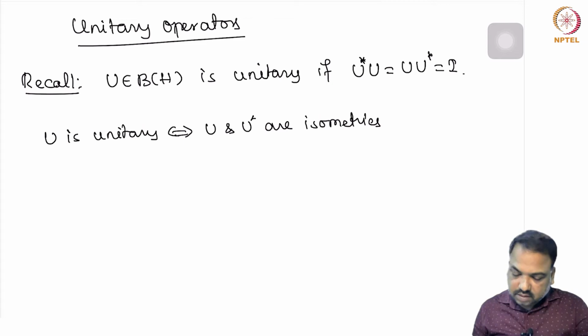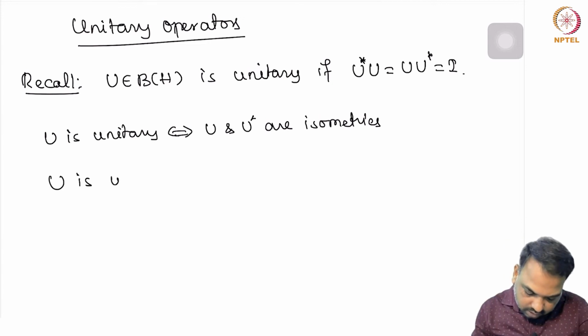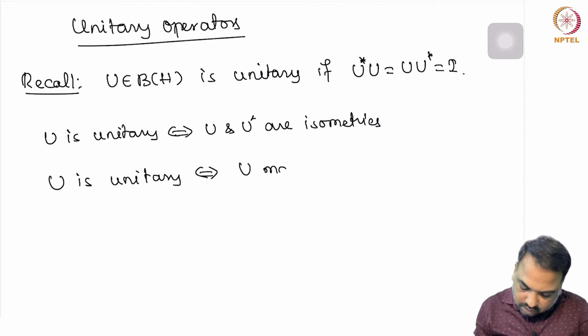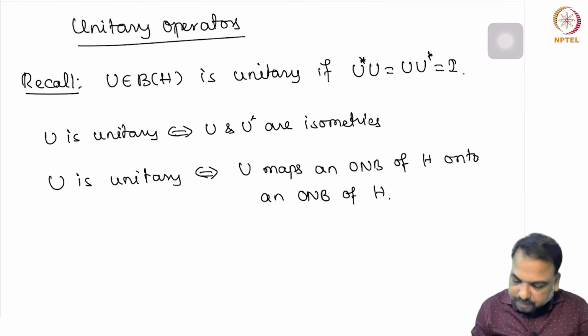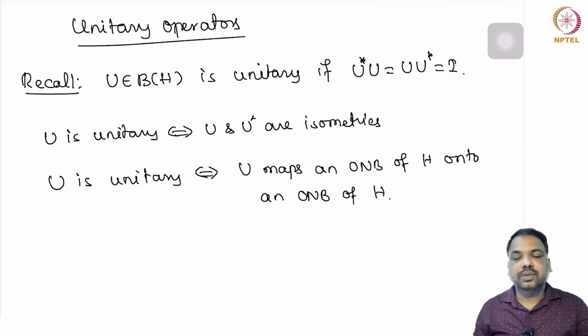And we can also say, in terms of orthonormal basis, that when T is an isometry, it sends an orthonormal basis of H into an orthonormal basis of range of T. But here, when you look at the condition U U star is identity, from that we can say that U is onto. So in this case U is unitary if and only if U maps an orthonormal basis of H onto an orthonormal basis of H, because it is onto. So these are the two important characterizations.